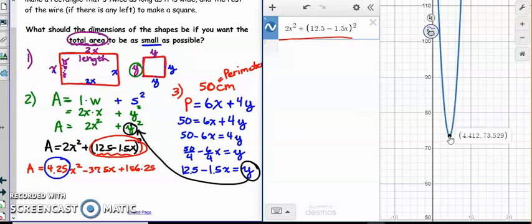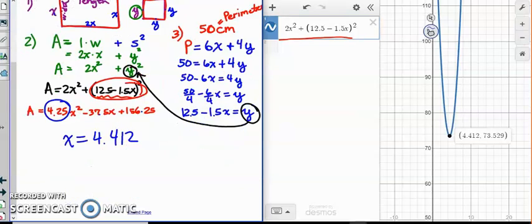All right. So we get an x value of x equals 4.412. Right? So again, it says, what should the dimensions of the shape be if you want the total area to be as small as possible? So again, we're finding dimensions. And again, I just read the actual question part. So here, we're going to go back to this part right here. You come here, or again, if you want to come up here and solve for y, you can do that too. We're going to use this portion right here to help us find that.